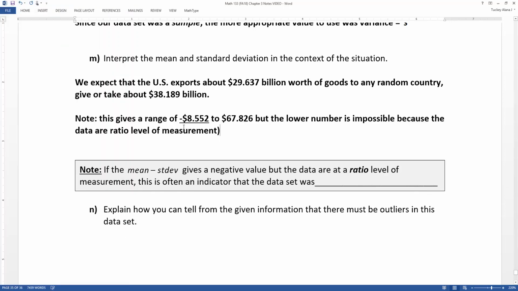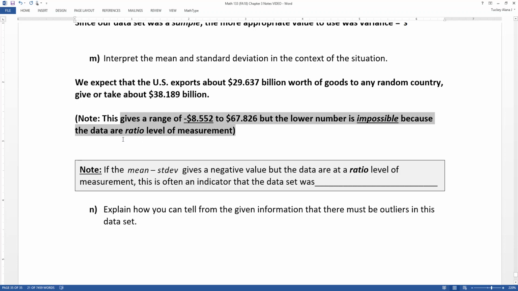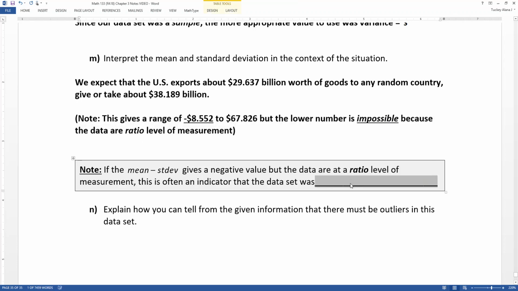because we said that this data set was ratio. Ratio can never be negative, right? So if this range gives you a value that's impossible, because the data are at a ratio level of measurement, then that's a sign that the data set was skewed right. It's another way of noting that the data set was skewed right.